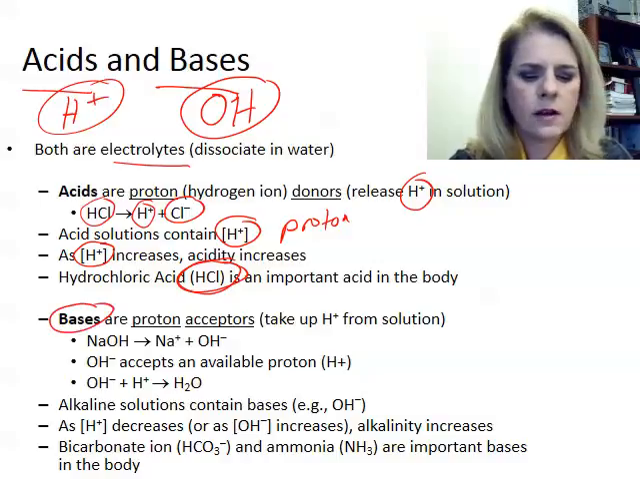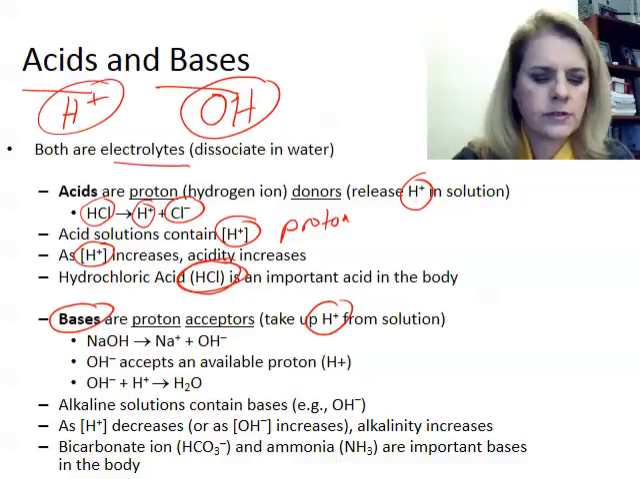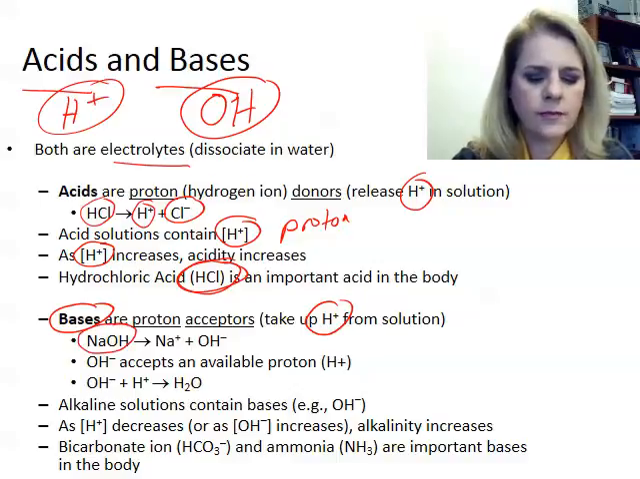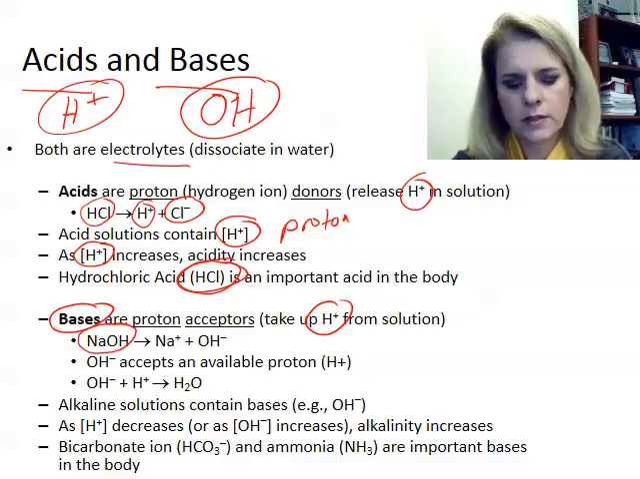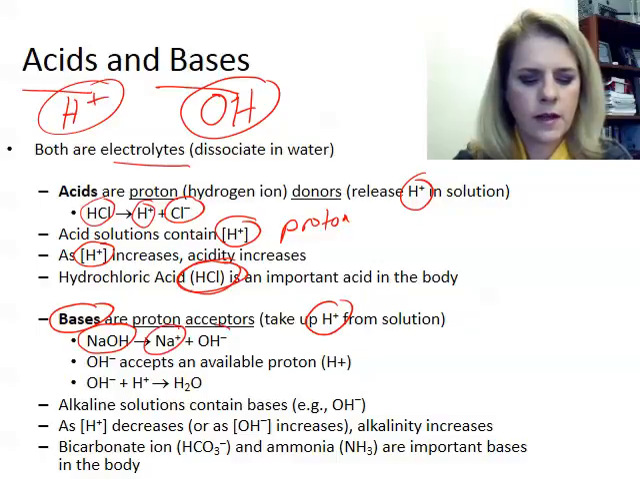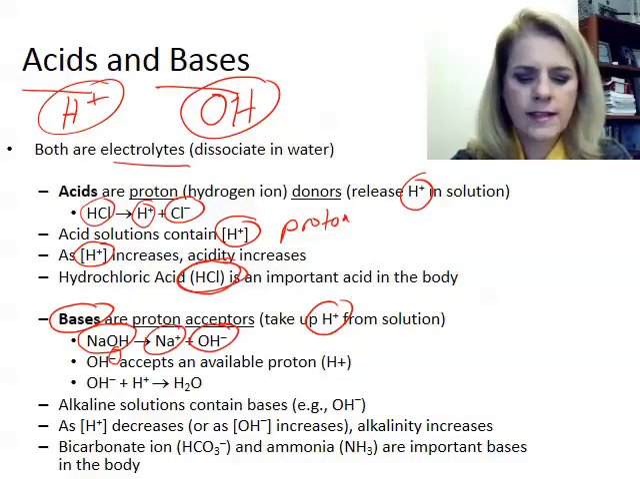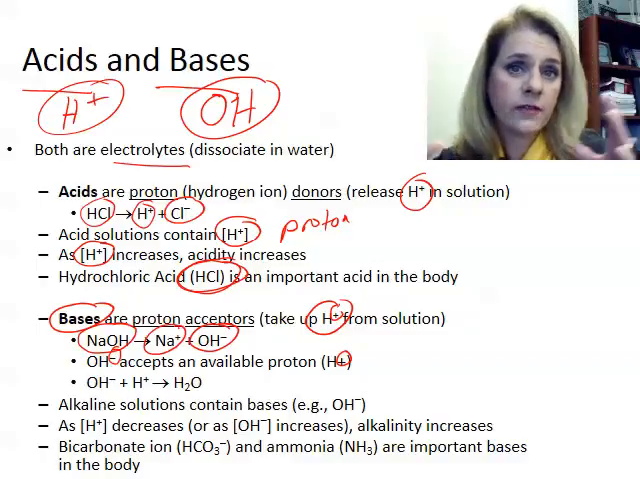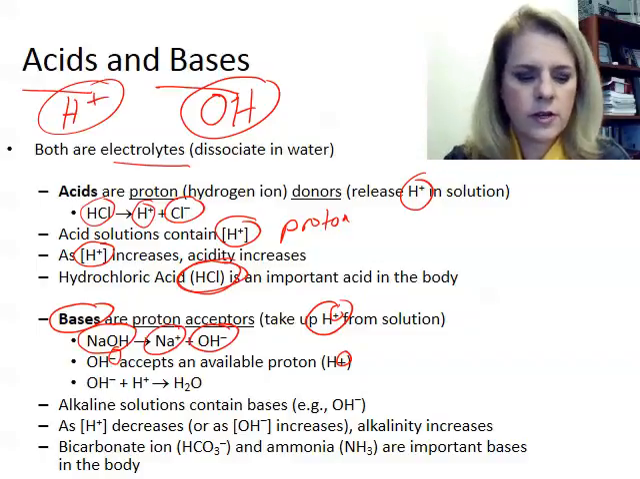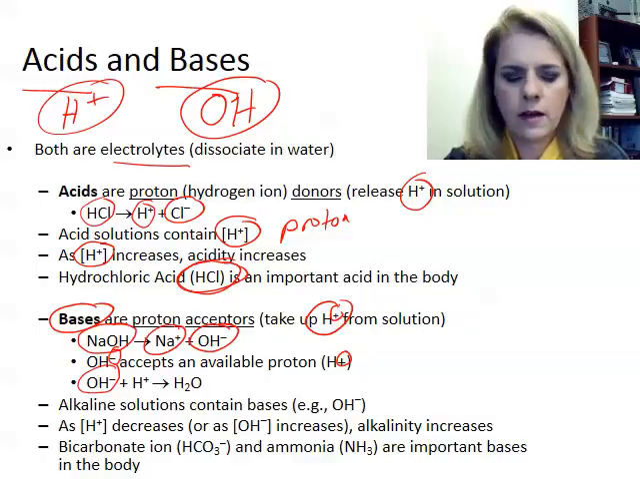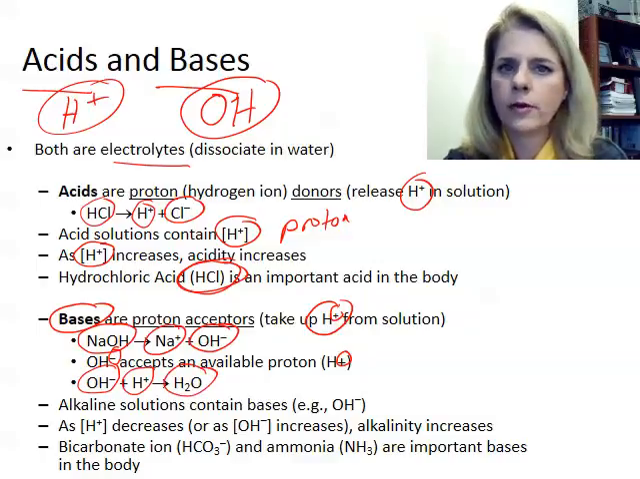Your bases are proton acceptors. That means they take up hydrogen from solution. So this one is sodium hydroxide, and when sodium hydroxide breaks apart, it becomes sodium and hydroxyl ion. And this hydroxyl ion, because it's negative, will accept that proton from hydrogen, because negative and positive are going to attract each other. So one hydroxyl ion and one hydrogen ion will make water.